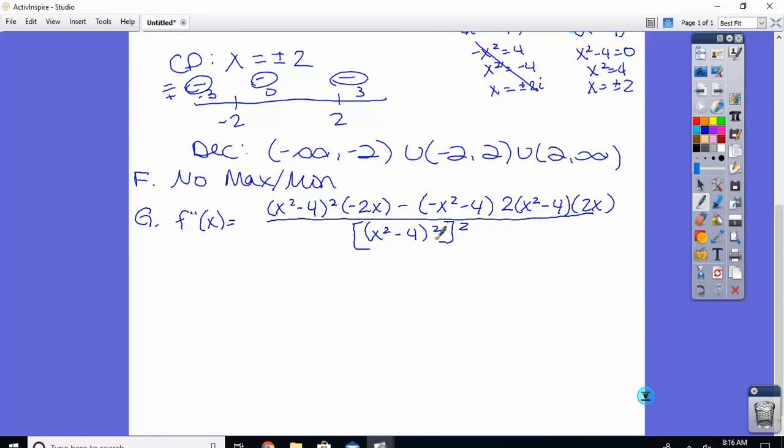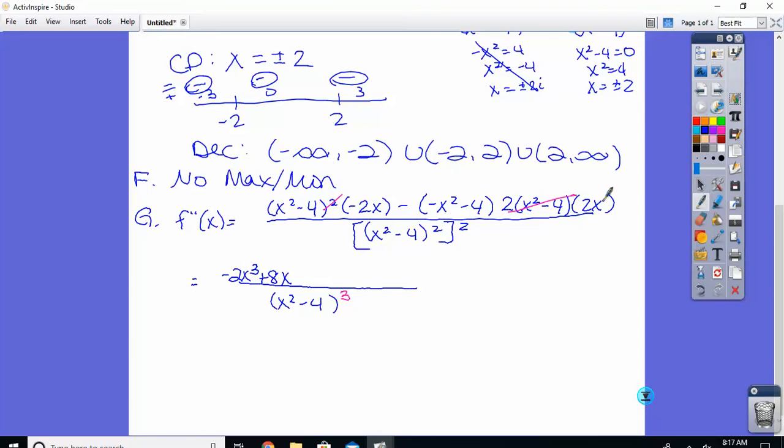On the bottom, this would be to the 4th power. But what do you notice? Is there anything we can reduce right away? We have an x squared minus 4 here, here, and down here. So we can cancel one of those, so this would now be to the 3rd down there. Okay, so then if I distribute my negative 2x, I get negative 2x cubed plus 8x.